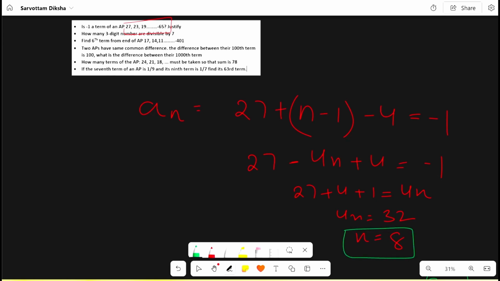If my n is a positive integer, a natural number, then it is a term of the AP. And if I'm getting n in fractions like 3 by 2 or 7 by 2, or even negative like minus 1, minus 8, then it is not a term of the AP.